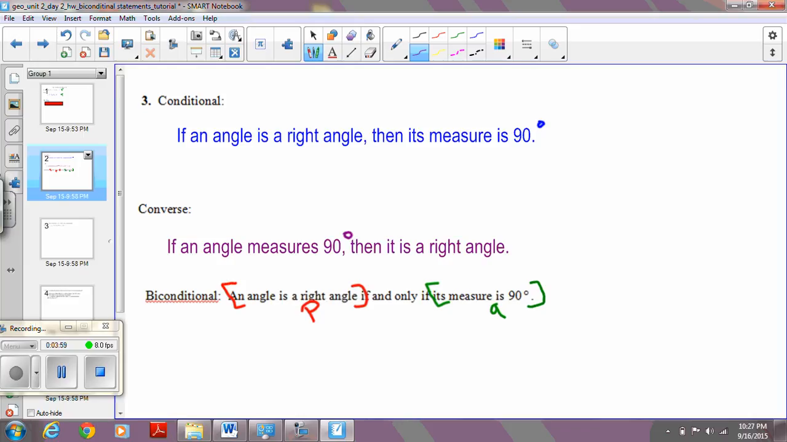Now let's determine the validity of each one of these statements. If an angle is a right angle, then its measure is 90 degrees. Yes, that's true. If an angle measures 90 degrees, then it is a right angle. Yes, that is also true. So since both the conditional and the converse are true, then your biconditional is a true statement. It is a valid statement.